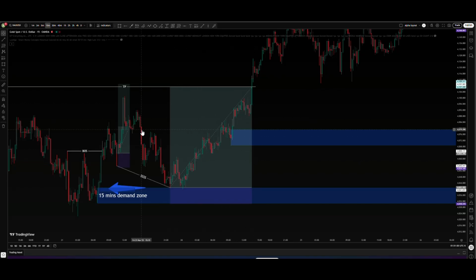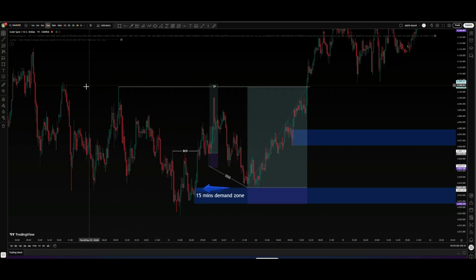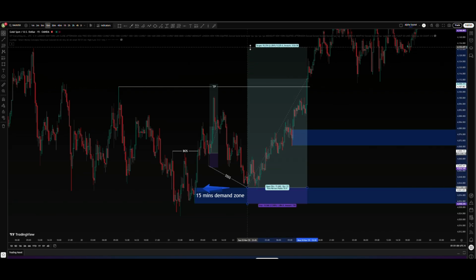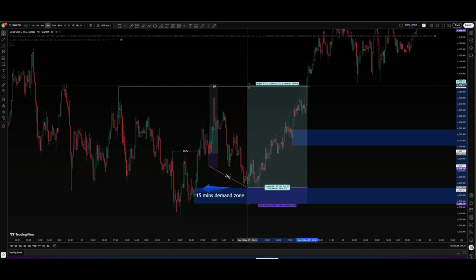I was targeting this buy side liquidity here. We still have this one, this one. I could have targeted those. I could have targeted this one, but this is gold. You cannot hold all of this time. I could have made a lot of money, like 8R, and this one was 6R.